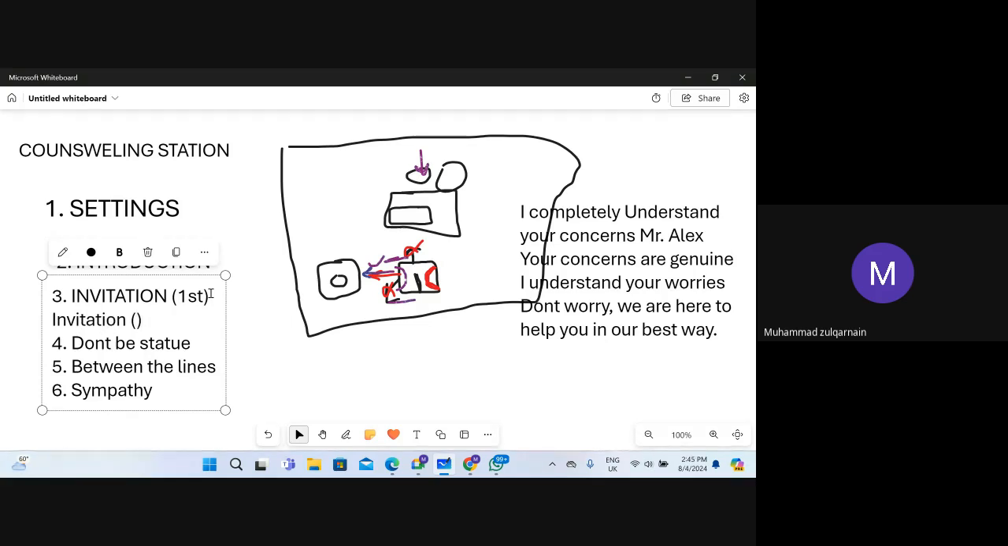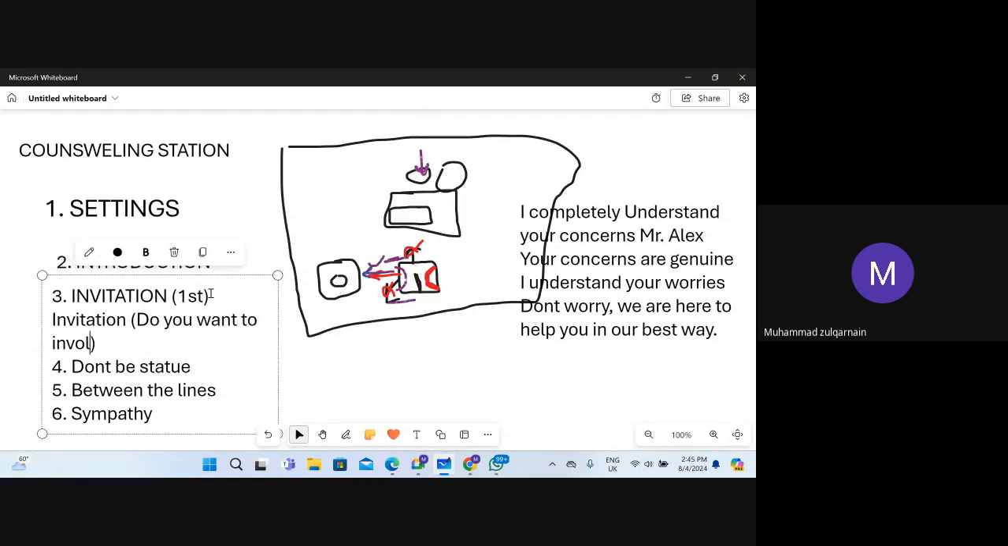And that second invitation is, do you want to involve someone else in this discussion or not? This is extremely important. This is a second invitation. Okay. So the first invitation was, what do you know about yourself or your patient? The second invitation is, do you want to involve someone else in this discussion or not?